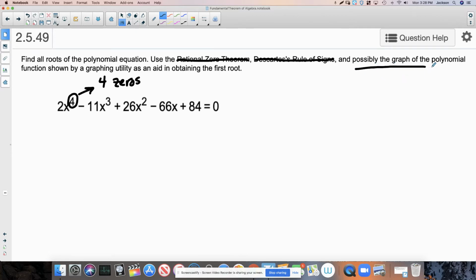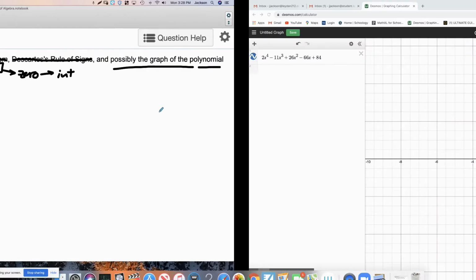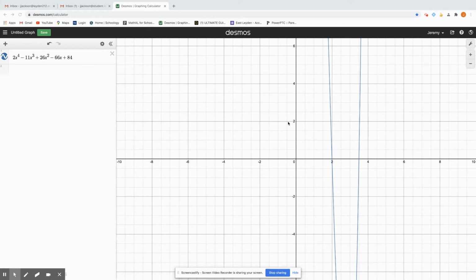It says possibly graph the polynomial as an aid in obtaining the first root. Okay, remember again that the word root is a zero, right? And zeros are x-intercepts. So it's possible when we graph this that we're going to see all 4 zeros as real numbers on the x-axis, okay? So I've already taken the liberty of graphing this function for us, and we see one intercept here at 2. We see another one at 3.5, okay?